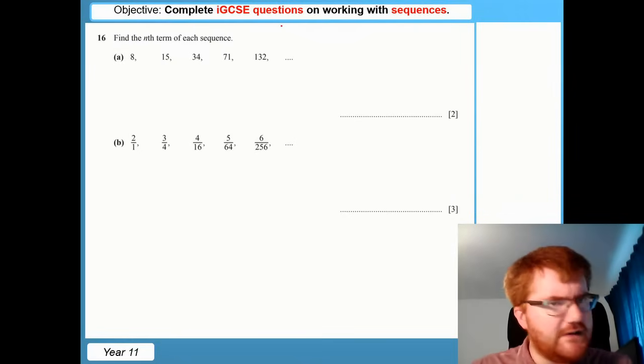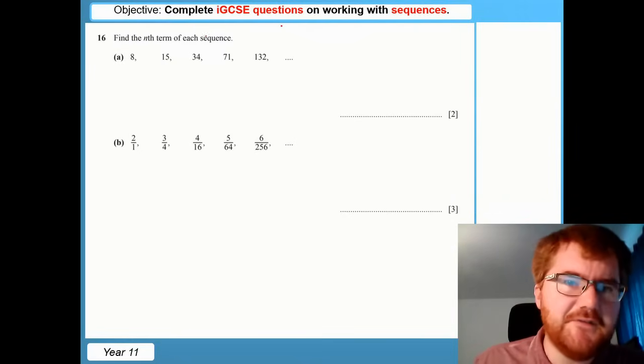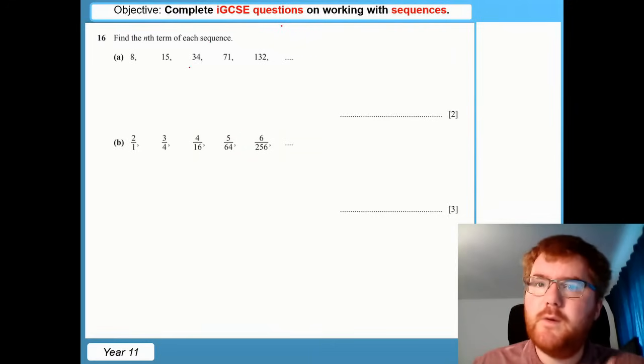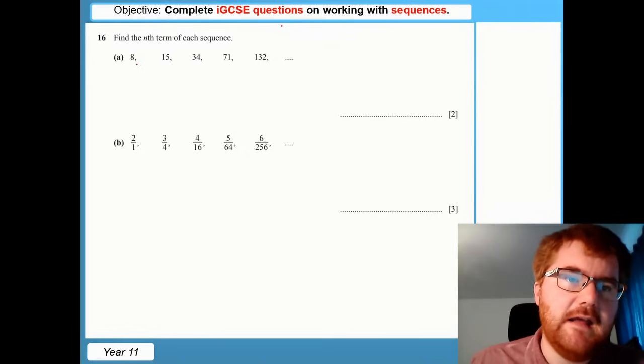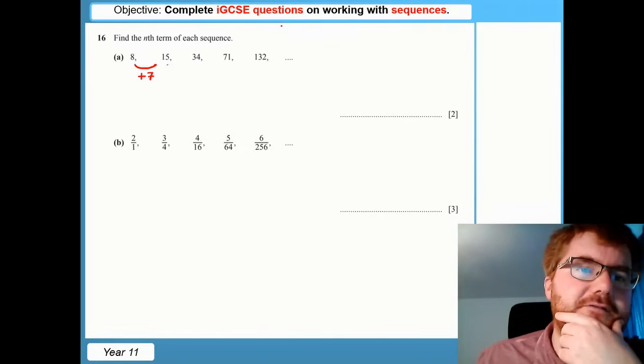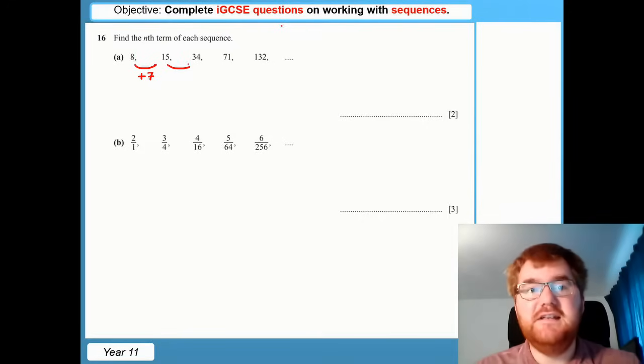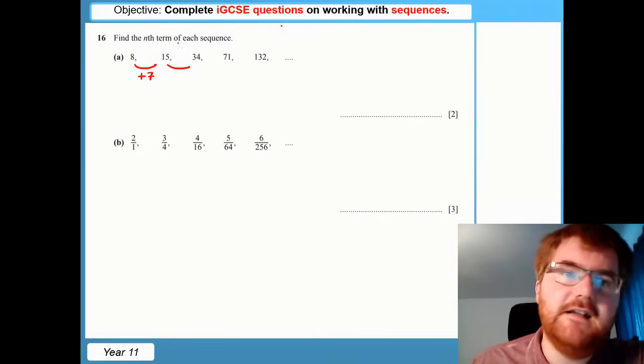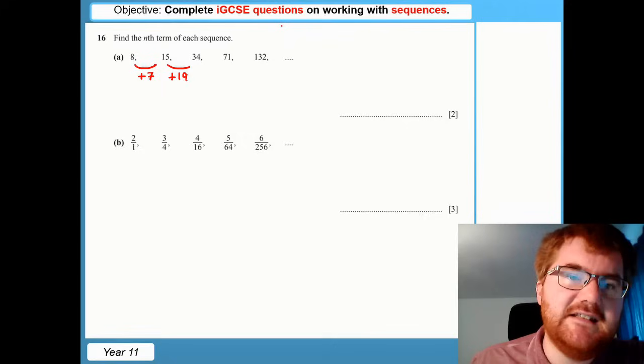This is a little bit trickier. So here we want to find the nth term of each sequence. This is towards the end of the paper. Again, we always look at that difference. So here we've got a plus 7. And see the differences get a little bit tricky here. So if you need to use a calculator at any point, that is absolutely fine. So here we're going to have a plus 19.